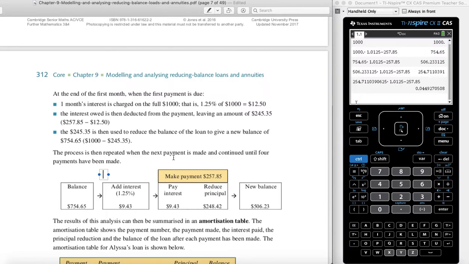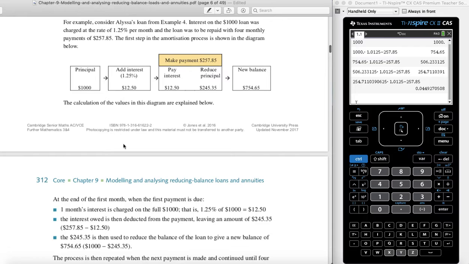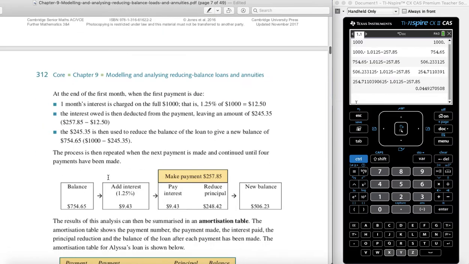And they get to the second step. So if you remember, our previous balance was $754.65. You find 1.25% of that amount, so it's going to be less. So it gets less and less. That's why it's called reducing balance. If the interest beforehand was $12.50, because we're now only paying back $754, the interest is going to be less.